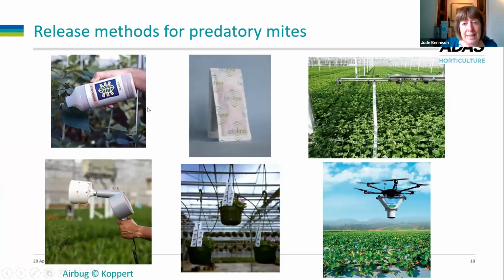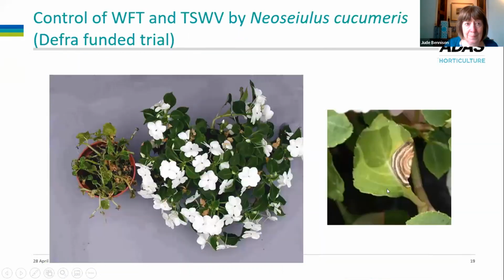There are various release methods for predatory mites. Some of you will be releasing the loose method, some of you will be using sachets, or there are the automated devices such as the Koppert Airbug. Overseas, they're now beginning to use drones to release predatory mites and other biocontrols on outdoor crops, and I'm sure before long they'll be starting to be used over here, even in protected crops.